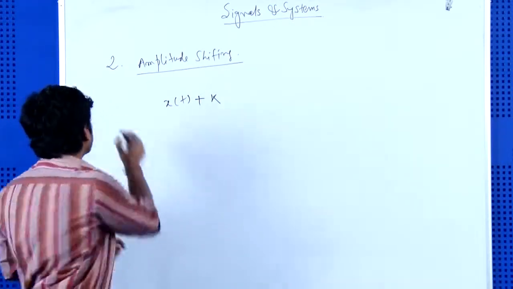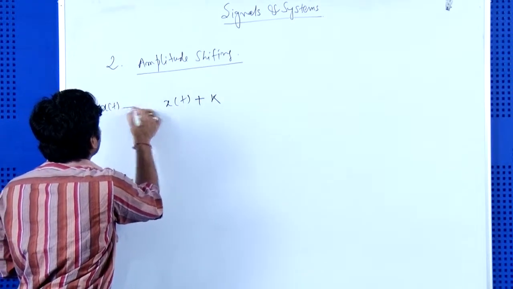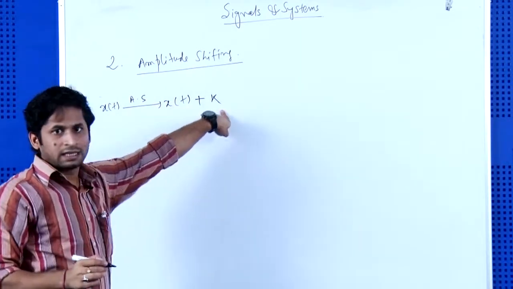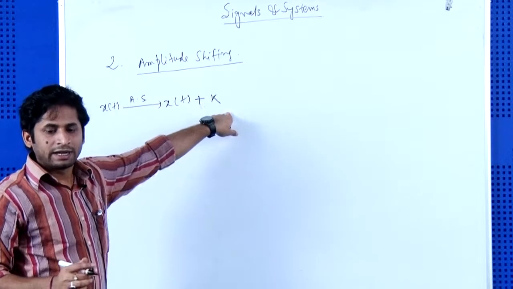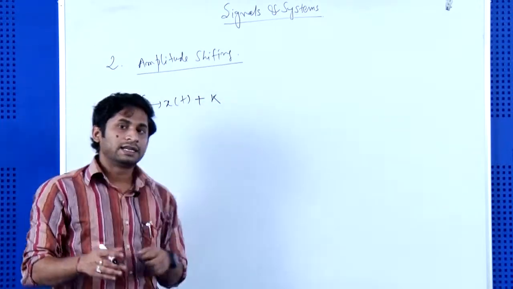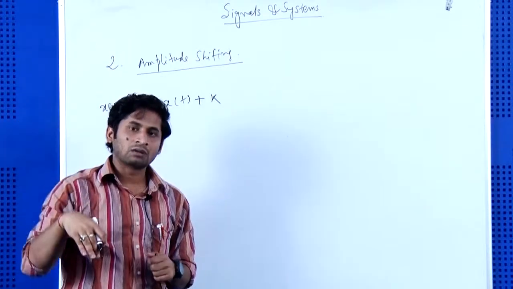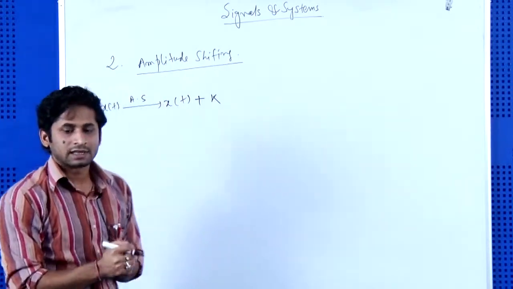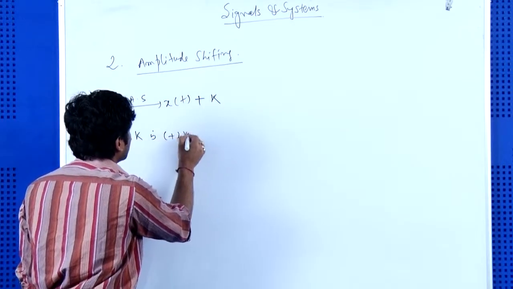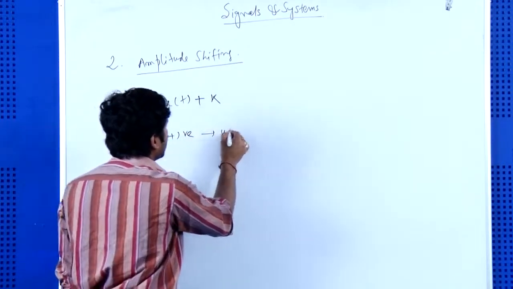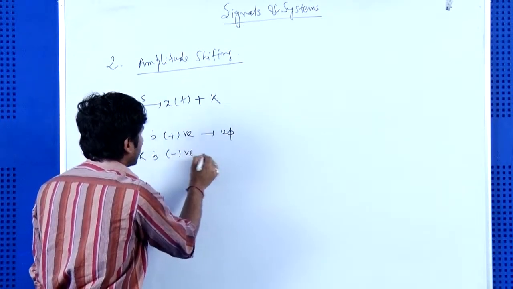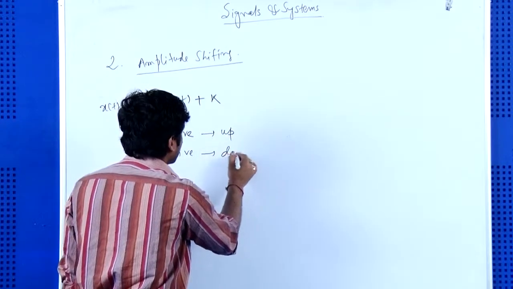So, x(t) is the original signal, there is an amplitude shifting. Now, it is x(t) + k, k is the amount of shift. It depends on the sign of k, whether it is shifted upwards or downwards in the amplitude axis. If k is positive, then there is an upward shift. If k is negative, there is a downward shift.